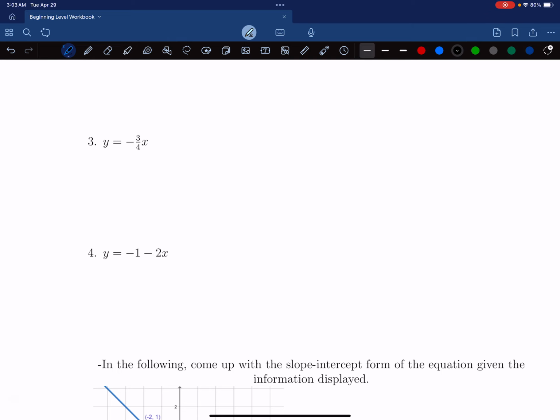And for this example, our slope is -3/4, and then our y-intercept, because we don't have a b value in this equation, our y-intercept is (0, 0), or the origin.